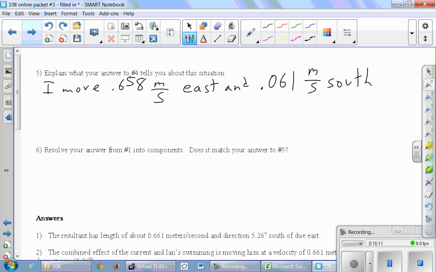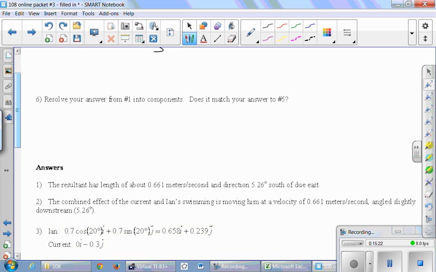Okay, and then number 6, resolve your answer from number 1 into components. Does it match your answer to number 5? Okay, so let's see if we can do this one. So we'll draw one last diagram here. So what did we end up with on that previous problem? I'll just draw the final answer, which was the resultant, which was green. So our green vector was like this. East was here. We decided this was about 5.26 degrees, and that the length of that vector was 0.661.